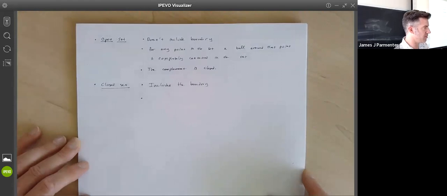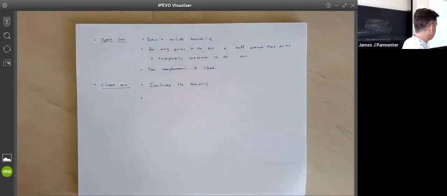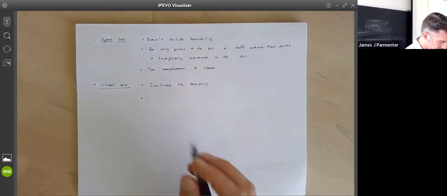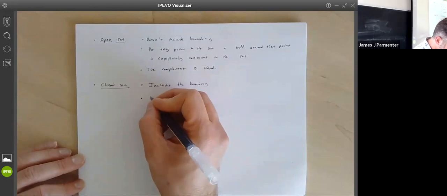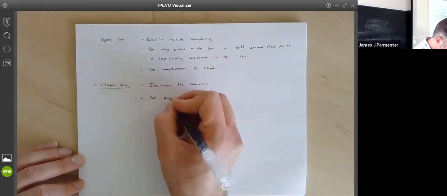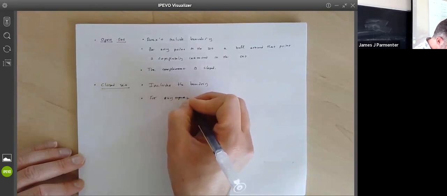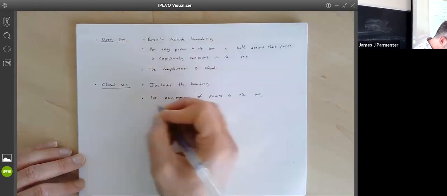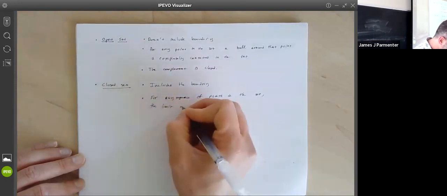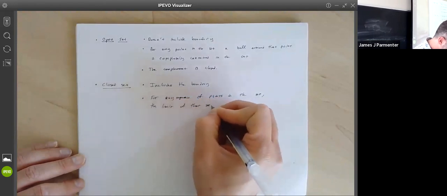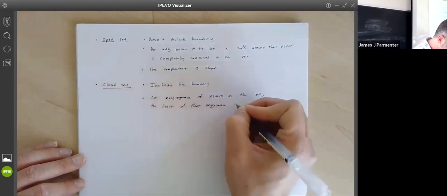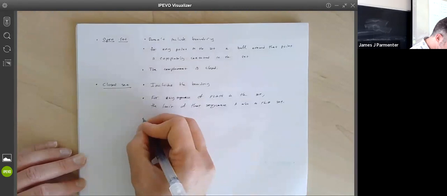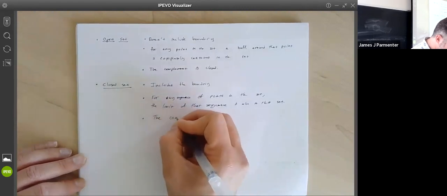The more specific way of describing it is basically, for any sequence of points in the set, the limit of that sequence is also in the set. I'll give you an example of this in just one second. And lastly, the complement of the set is open.